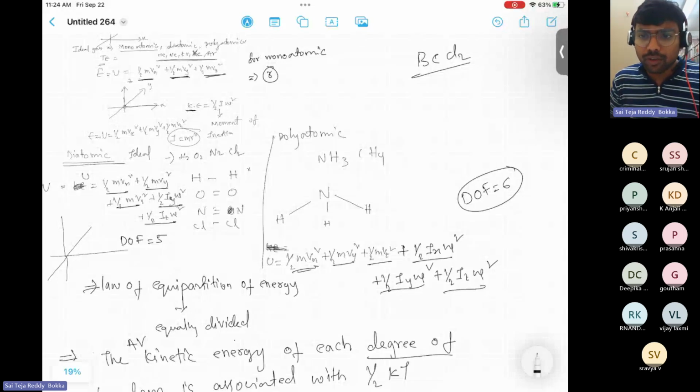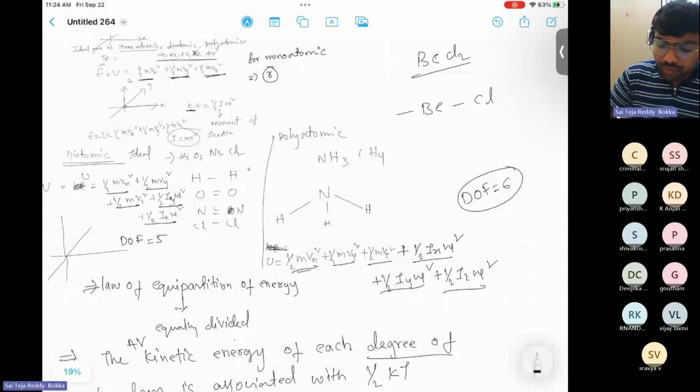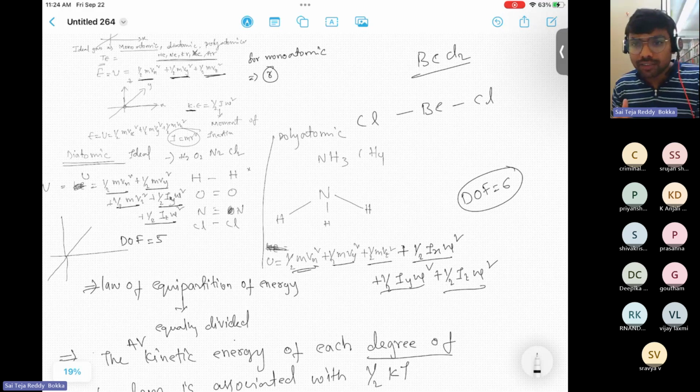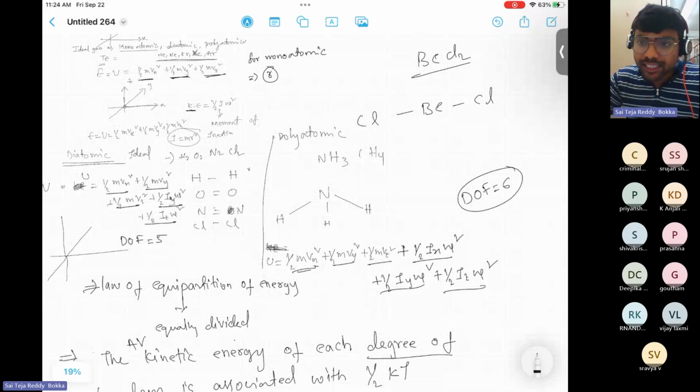BeCl2 is a polyatomic, but as Be is undergoing which hybridization? Which hybridization does Be undergo? SP, right? SP will have a linear angle, 180 degrees. It is in the shape of linear.